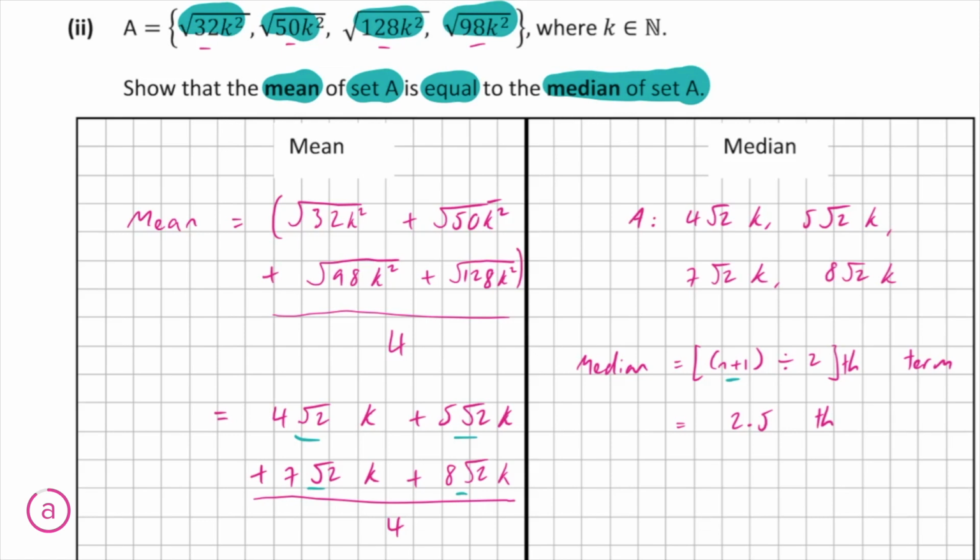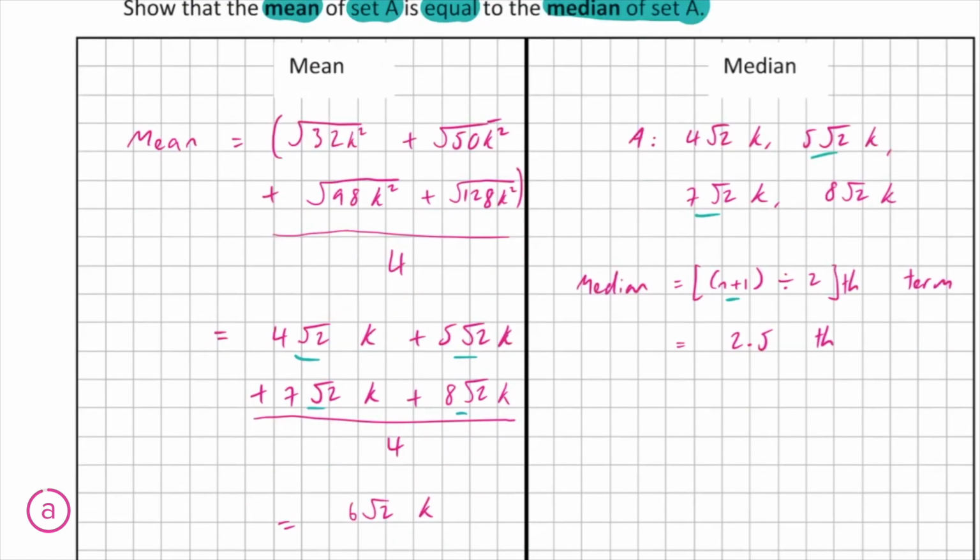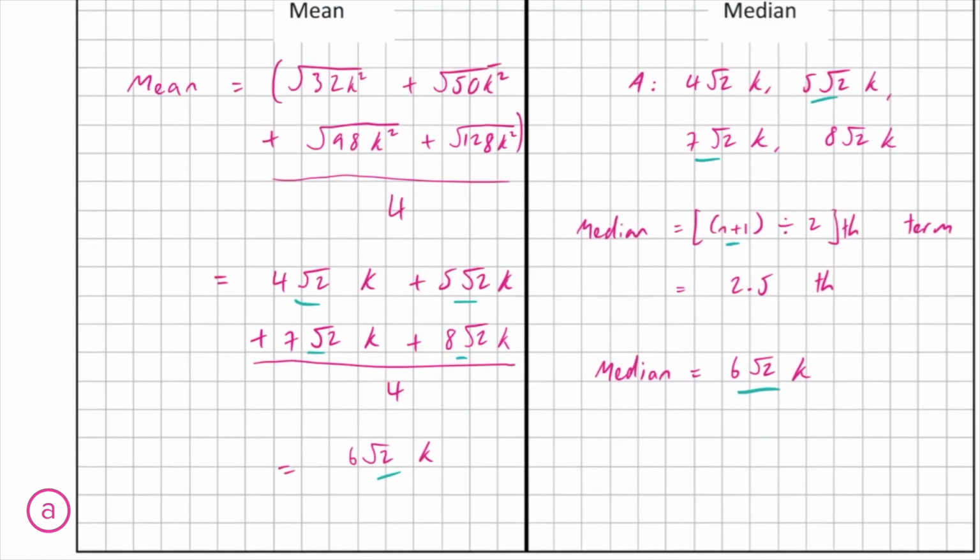So that's going to be the term that's halfway between the second and third term, and that's what's directly in the middle of the set A. So we're looking for something that's directly halfway between 5 root 2k and 7 root 2k. So it is pretty clear to see that our median is equal to 6 root 2k. So we've now shown what we were asked to show, and that's that the mean and the median of the set are both equal to 6 root 2k. And for doing this correctly, you're going to get 5 marks.